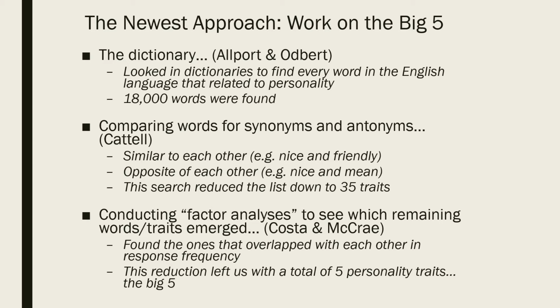Other words meant kind of the exact opposite of each other. We call them antonyms. So he went through the list of 18,000 words and would say things like, well, if I see nice and friendly, I'm going to assume that we need to just use one of those to measure a person. Nobody's going to say they're really nice and not friendly at all, or they're not nice but they are really friendly. If you're kind of going to be one and the other, or neither.